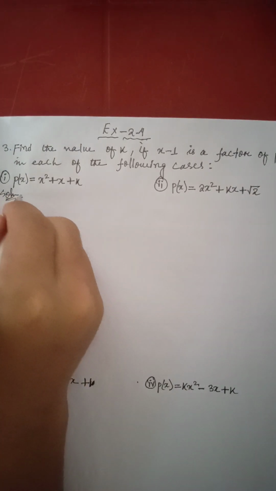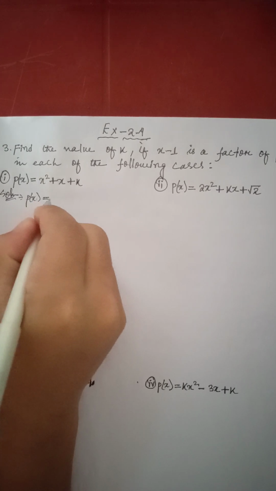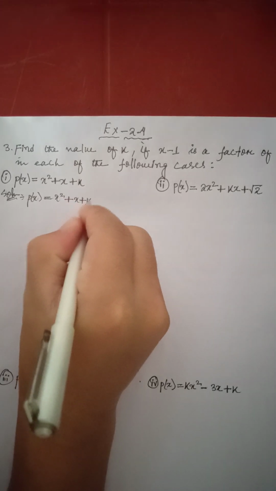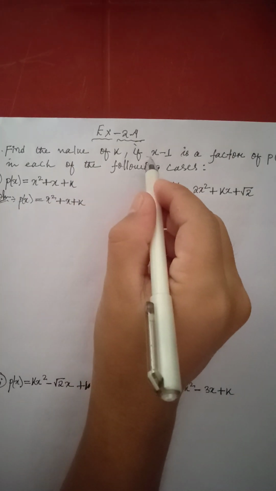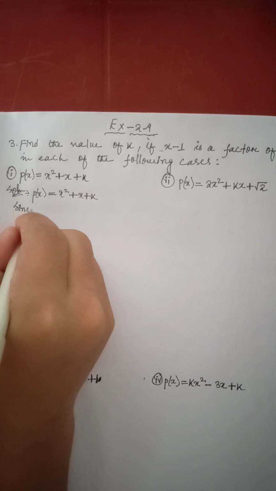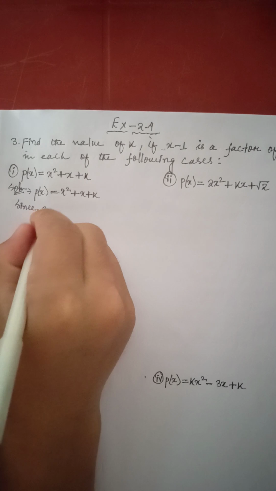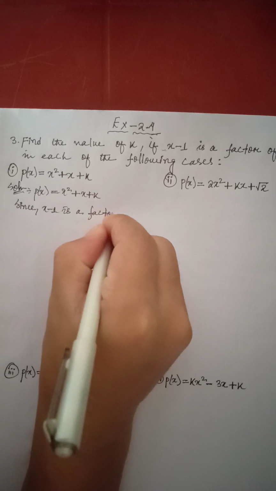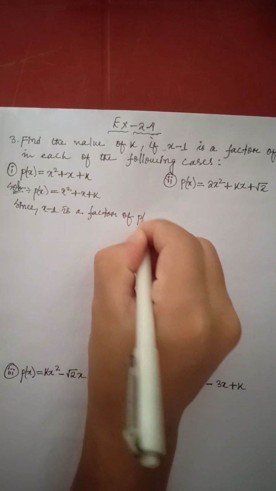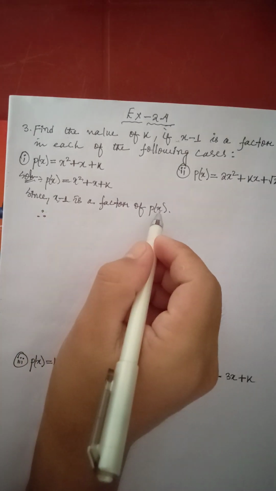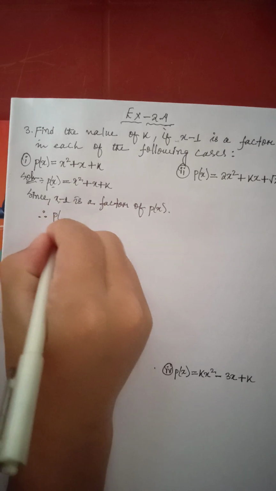First of all, let us write the solution, and same as the question is written, you have to write it down: p(x) equal to x squared plus x plus k. Now what is the question? The question has given us x minus 1 is a factor of p(x). We have to write this in order to find the values of k. Therefore, if x minus 1 is a factor of p(x), then p(x) must be equal to 0.